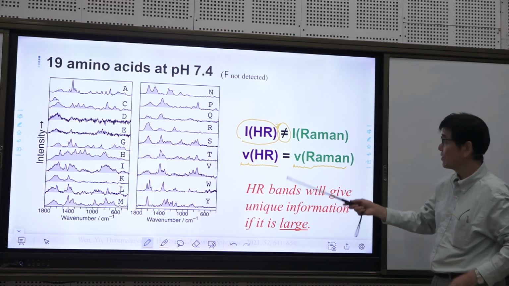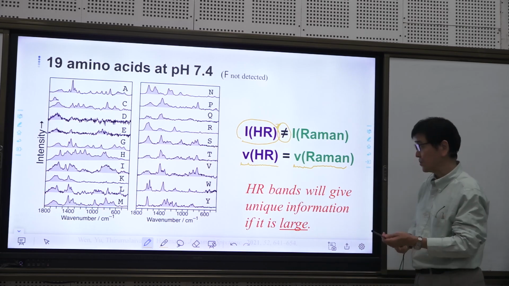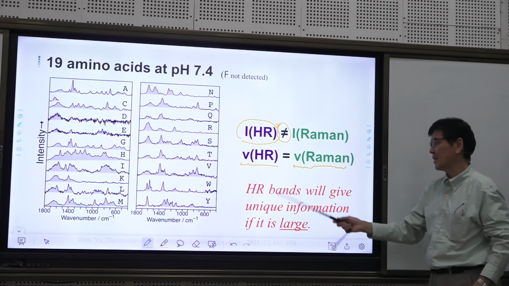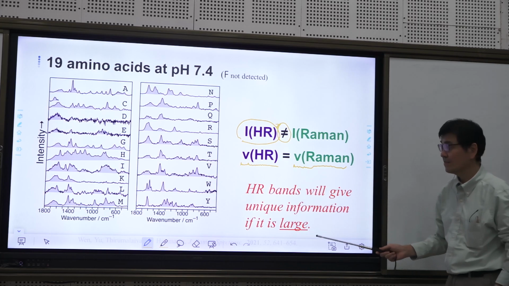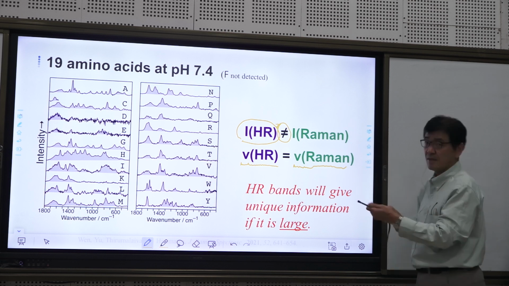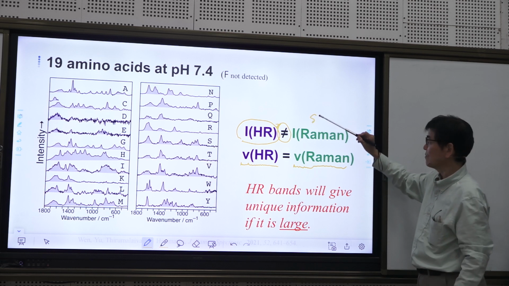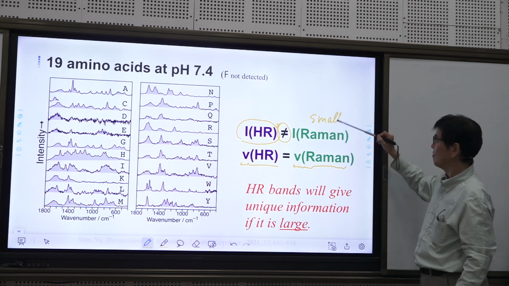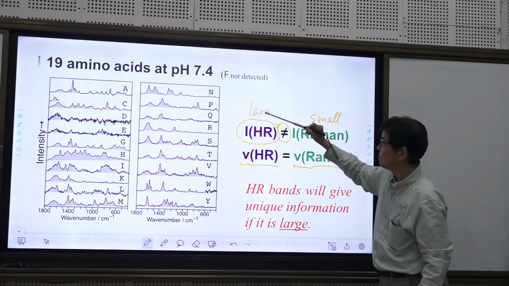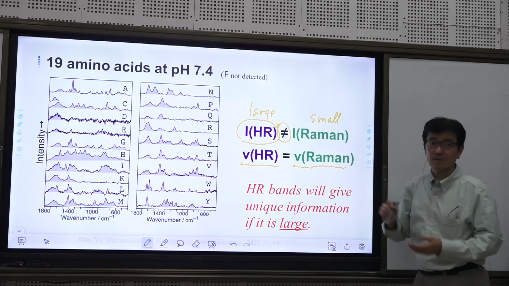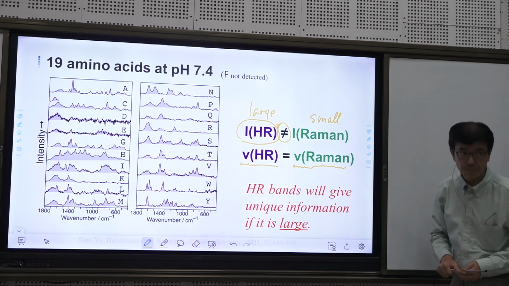So, at least we should conclude that a hyper-Raman band will give unique information if it is large. If the peak is small in the Raman spectrum and large in the hyper-Raman spectrum, then it's worth analyzing.